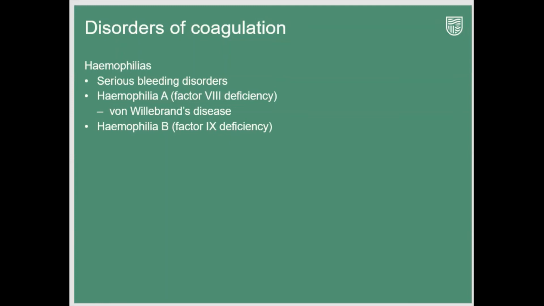Hemophilia is a deficiency of factor 9 and occurs in about 1 in 20,000 persons, accounting for 15% of hemophilia. Oh, that's hemophilia B, sorry. There's hemophilia A and B.